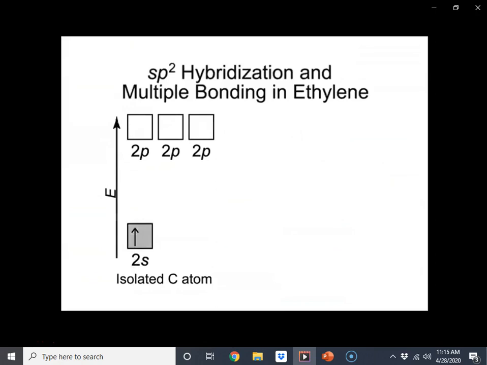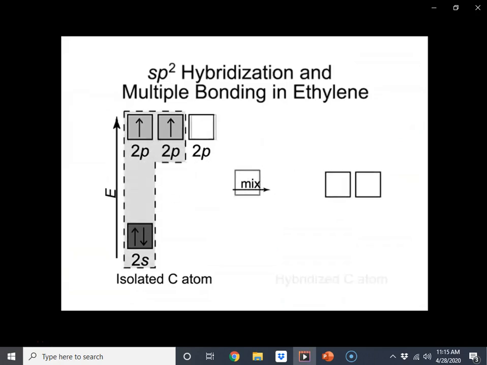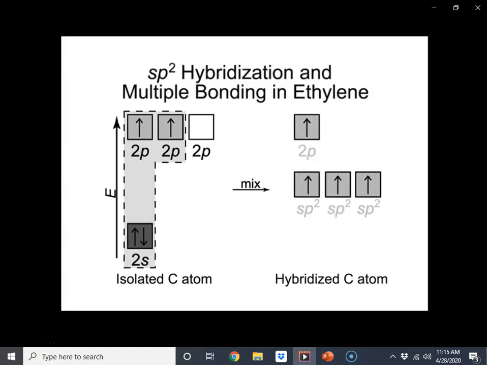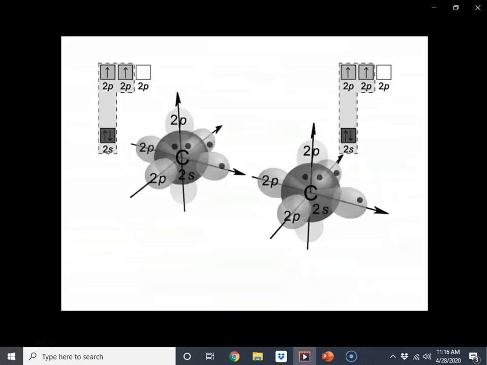So we have our carbon. We remember we still have 4 valence electrons. We're going to mix the 1s and 2 of the p's, and leave another p alone. So we're going to have 3, and we'll put 3 electrons here and 1 there. So we have 3 sp2 hybrid orbitals, each with an electron, and then one of the electrons is going to be in the unhybridized p orbital.